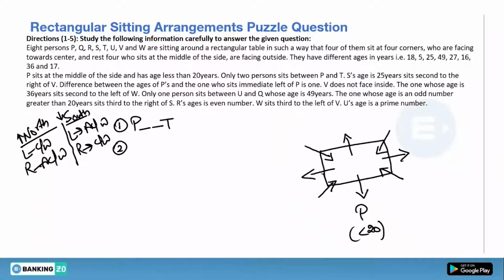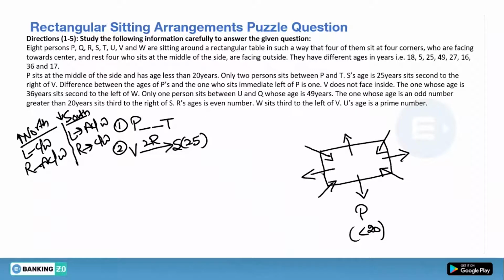Okay, from V, S is sitting and his age is 25 years, second right. Okay, the difference between the ages of P and the one who sits immediate left of P is 1. Okay, P is facing outside. If a person is facing outside, his left will be in the anti-clockwise direction. It means this side. So this person and P should have a difference of 1.